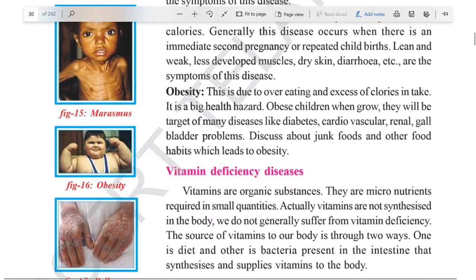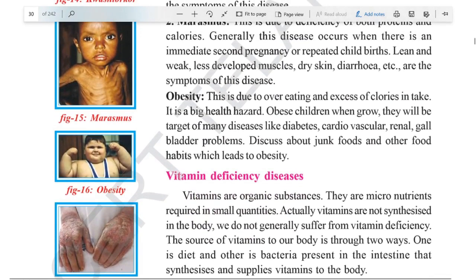Obesity. Obesity is the excess overeating of calories, not proteins. He is taking an excess of calories but not proteins. Protein is lacking in it. This is hazardous, means this is a very bad disease, because people who are obese become targets of many diseases like diabetes, cardiovascular, renal, and gallbladder problems. So junk food also causes obesity.